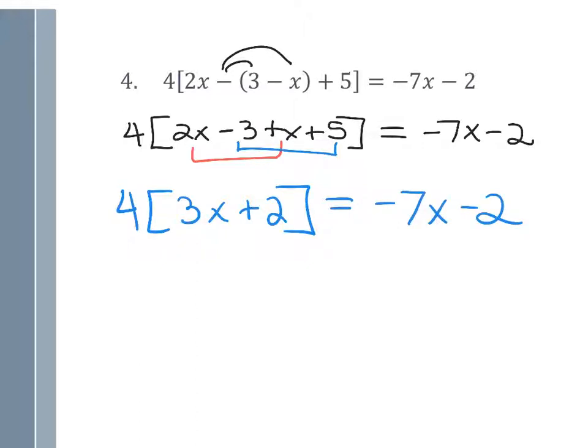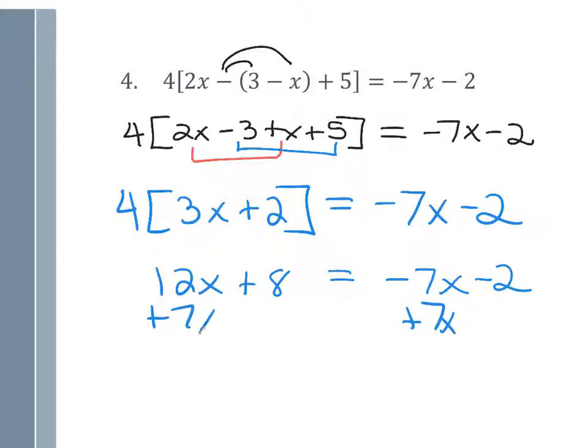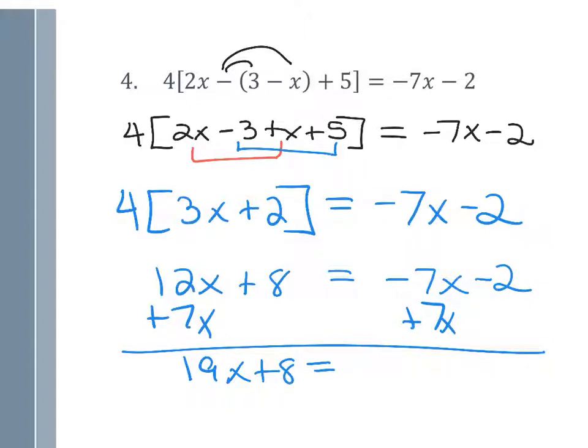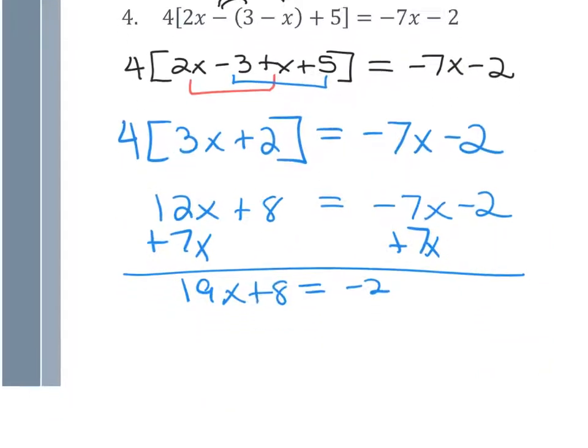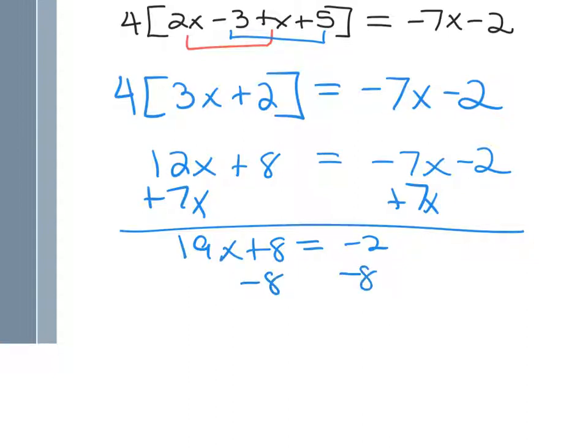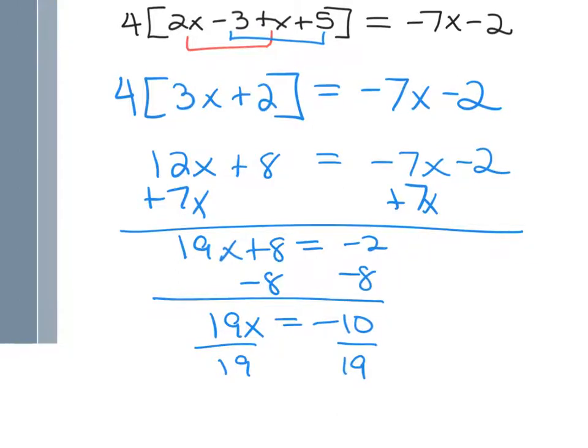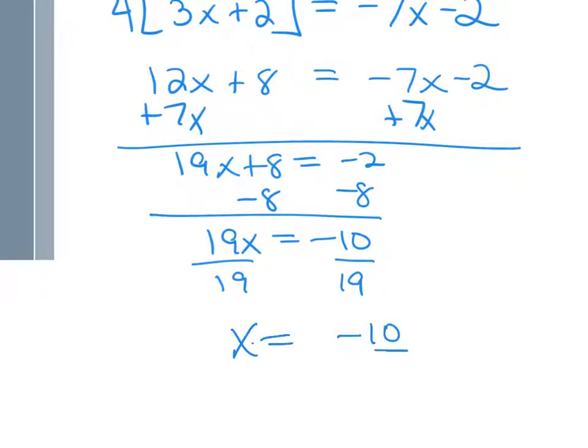Next I'm going to distribute the 4. 12x plus 8, -7x minus 2. I'm going to now move my variables together. So I'm going to add 7x to both sides. 19x plus 8 equals -2. Subtract the 8. 19x equals -10. Divide by 19. And x equals -10 over 19.